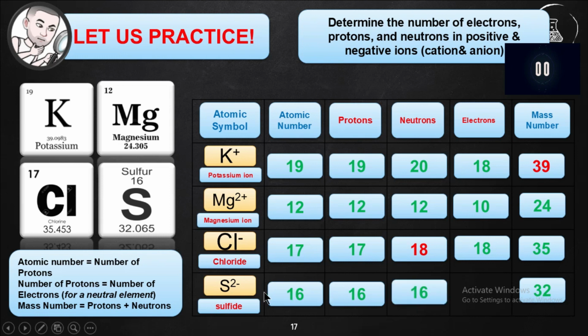Electrons, tingnan yung charge. So meron 2 before the charge. Ibig sabihin mag-gain siya ng dalawang electrons. So pa-plus natin dito sa 16. 16 plus 2 is 18. So 18 yung electrons ni sulfur. So kung lahat ng sagot mo ay tama, congratulations.